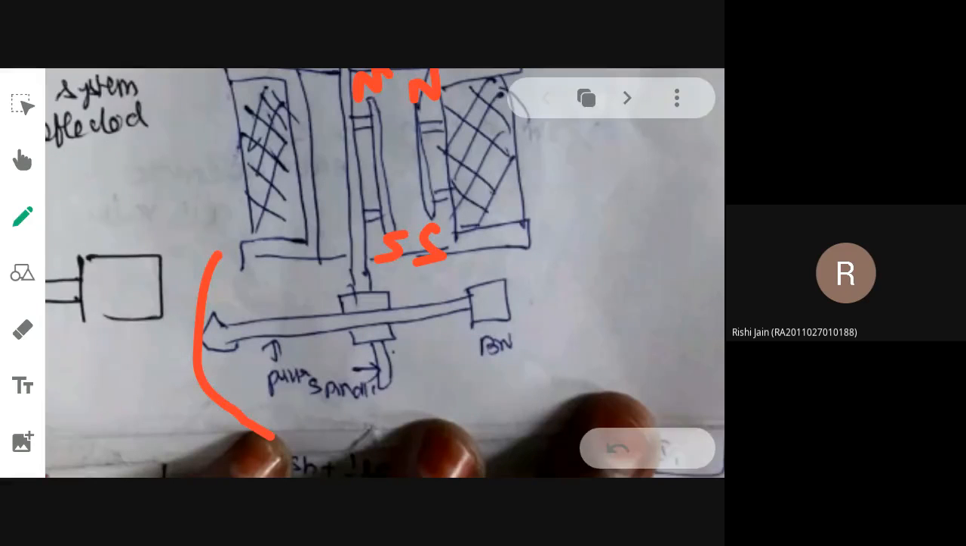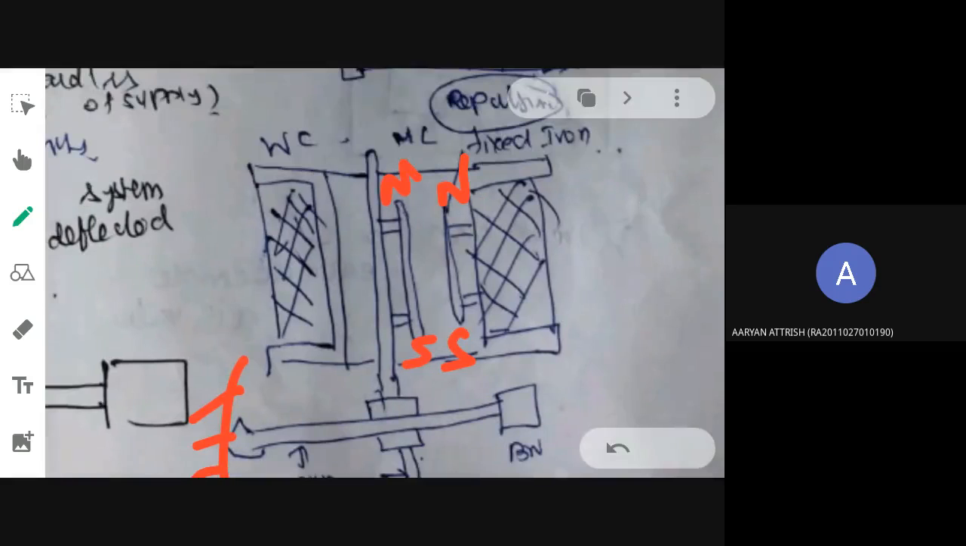What type of instrument is this? MI repulsion. Okay, again tell me how will it operate, the MI repulsion instrument? There will be two coils. One is the working coil, one is the moving coil. The moving coil arrangement will be having two iron pieces. One will be a fixed iron piece that is not moving. Another iron piece will be set into motion. So what you are going to do is through this working coil you are going to pass the current or the voltage which you want to measure.